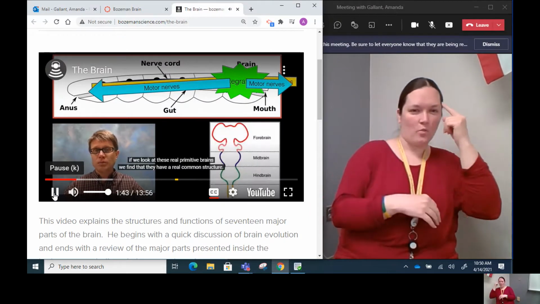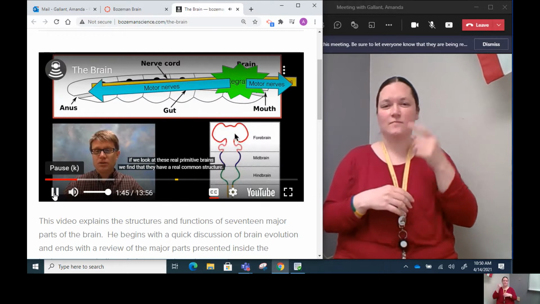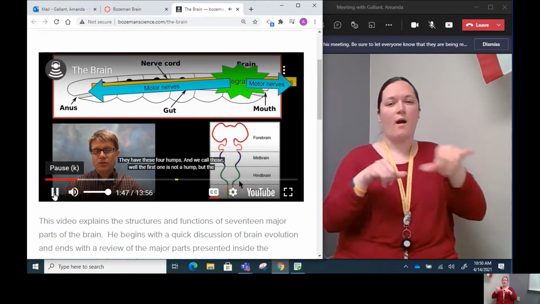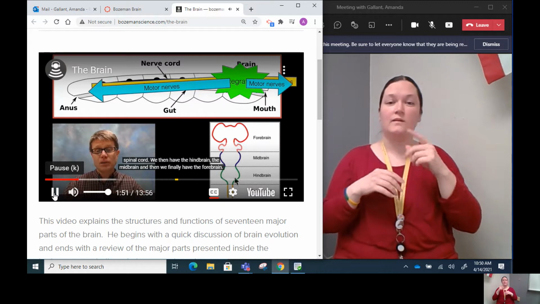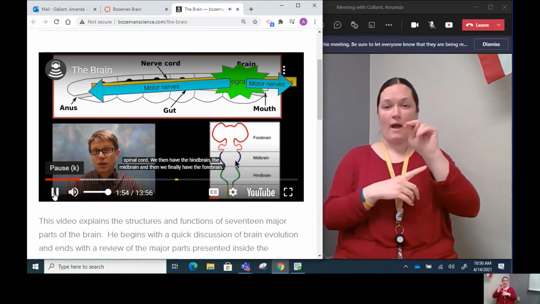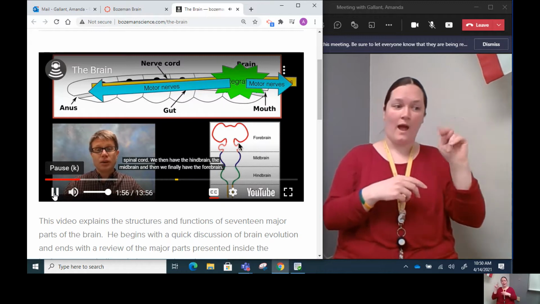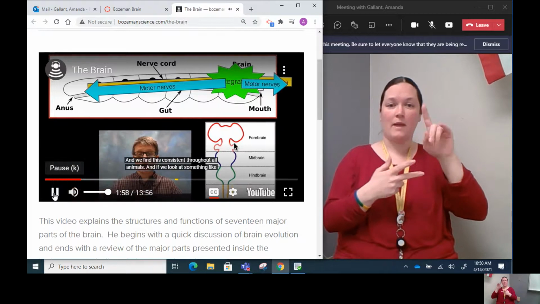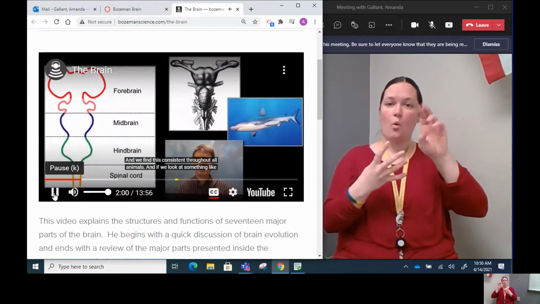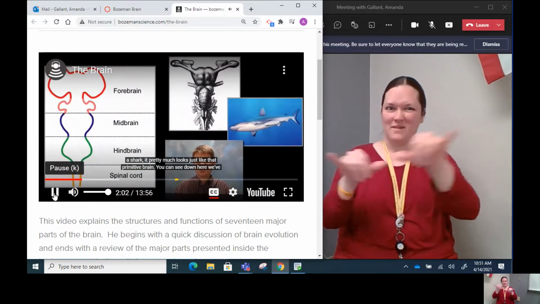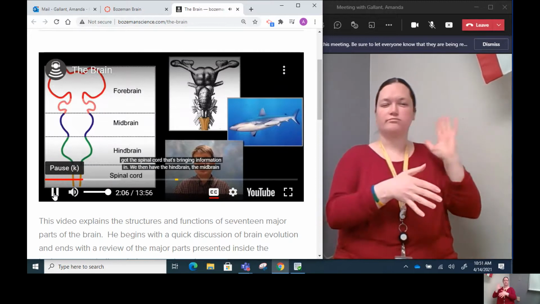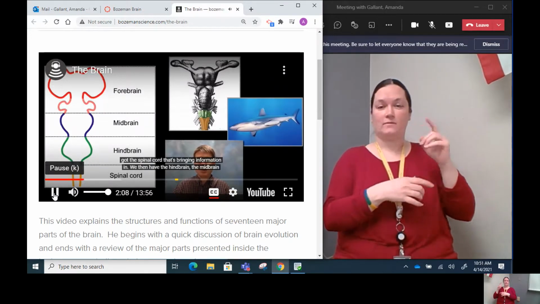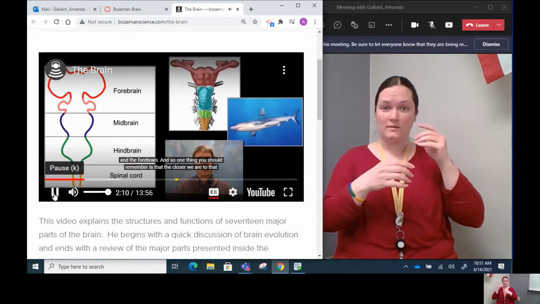But if we look at these real primitive brains, we find that they have a real common structure. They have these four humps, and we call those, the first one's not a hump, but the spinal cord. We then have the hindbrain, the midbrain, and then we finally have the forebrain. And we find this consistent throughout all animals. And if we look at something like a shark, it pretty much looks just like that primitive brain. You can see down here we've got the spinal cord that's bringing information in. We then have the hindbrain, the midbrain, and the forebrain.